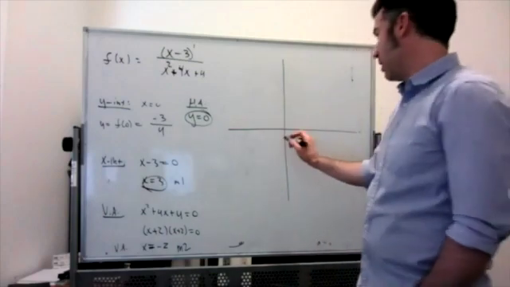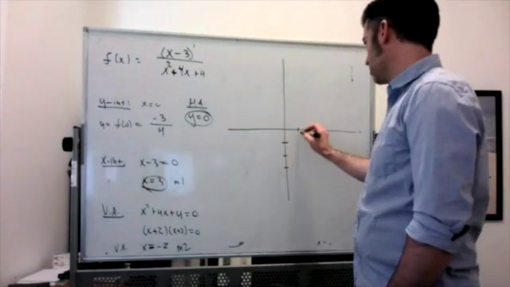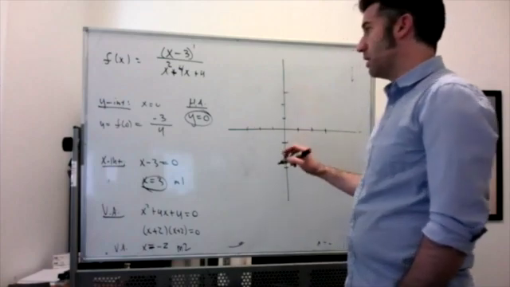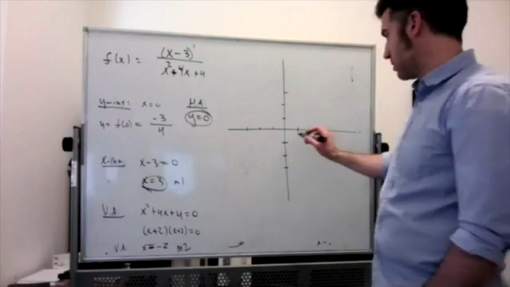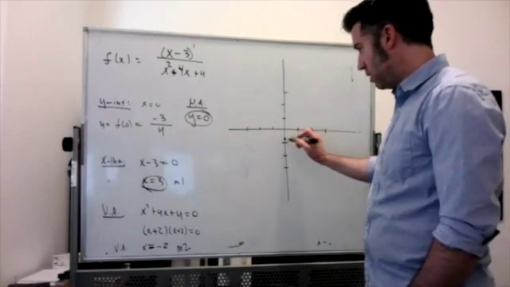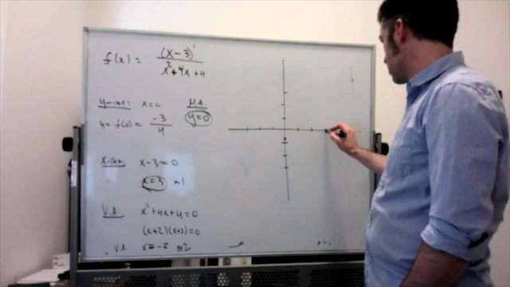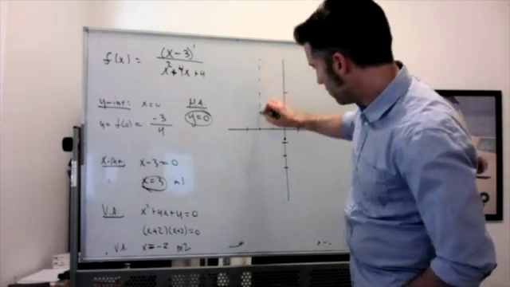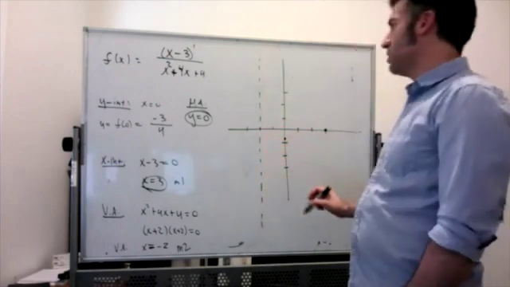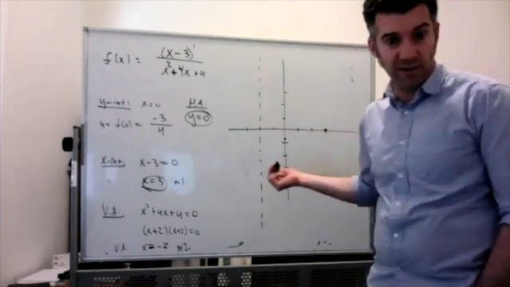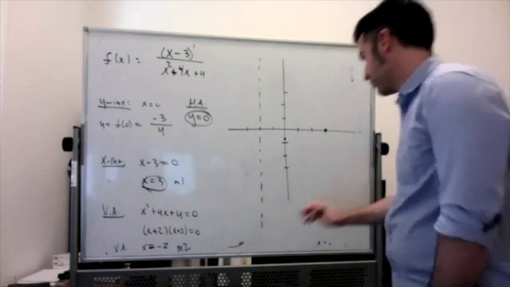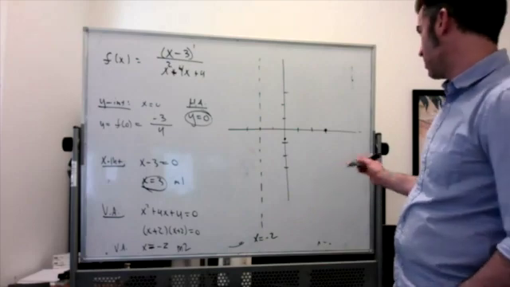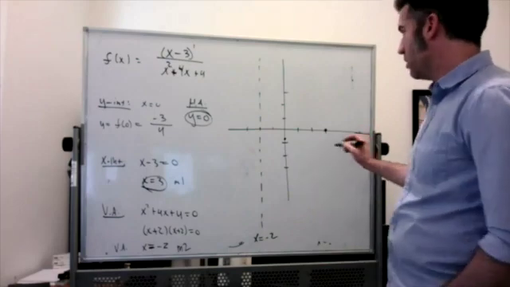So let's see. I've got a y-intercept of negative 3/4, so that's just a little bit above negative 1. X-intercept of positive 3. Vertical asymptote at negative 2. And when the horizontal asymptote is y equals 0, you don't draw it, right? It's just y equals 0, which is the x-axis. Okay, so let's see what's going to happen here. I have enough room.